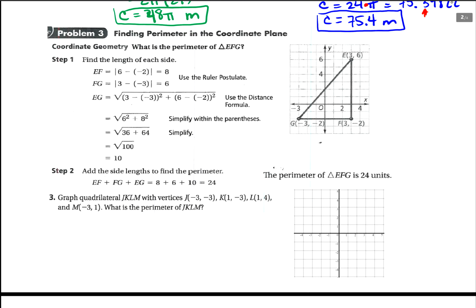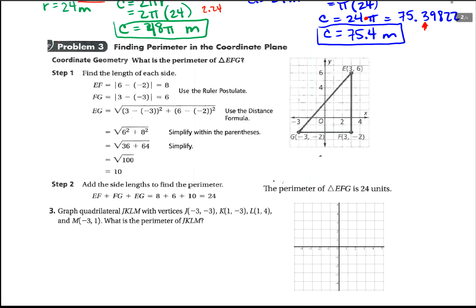Alright. Perimeter in the coordinate plane. Ooh, this is good stuff. We want to find the perimeter of, and look at how this is read, we're looking for the perimeter of triangle EFG. So I'm finding points E, F, and G, and I want the perimeter of the triangle that those points create.